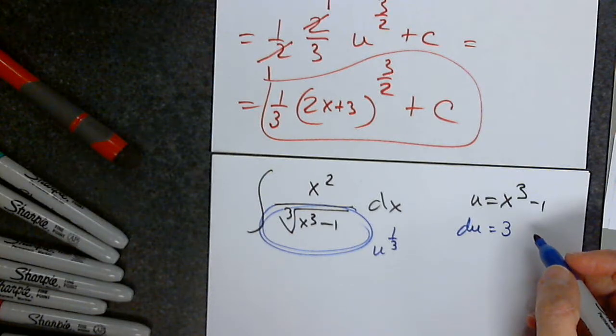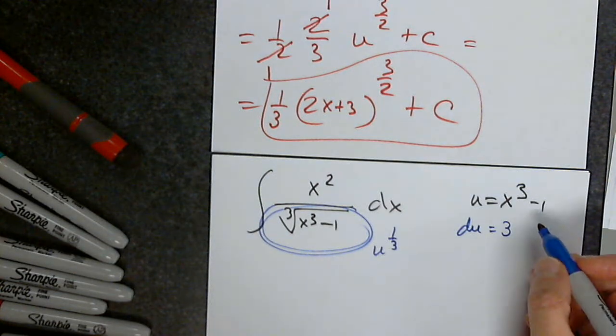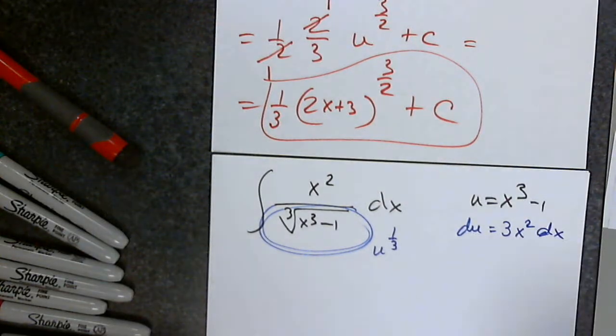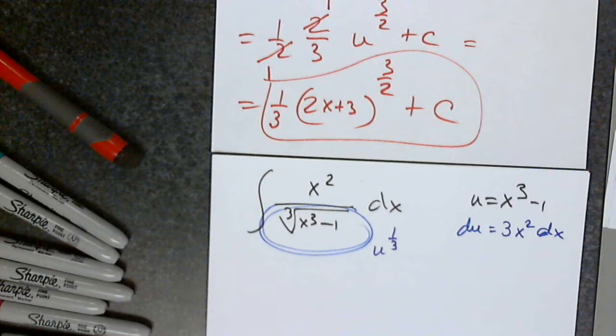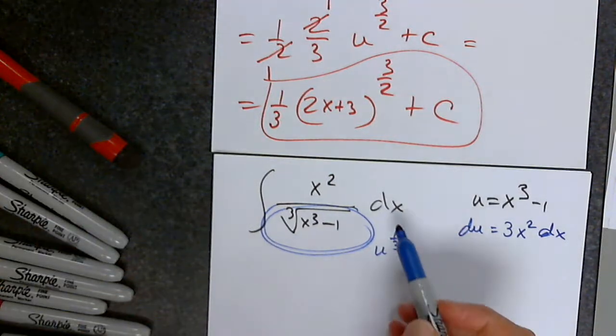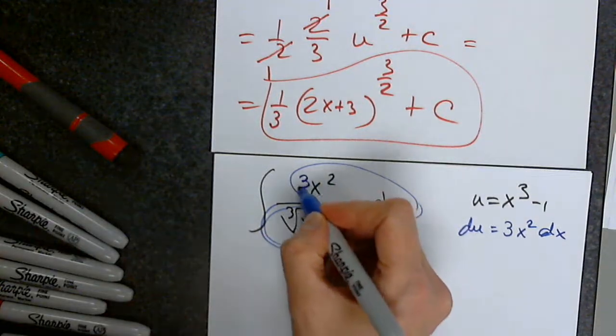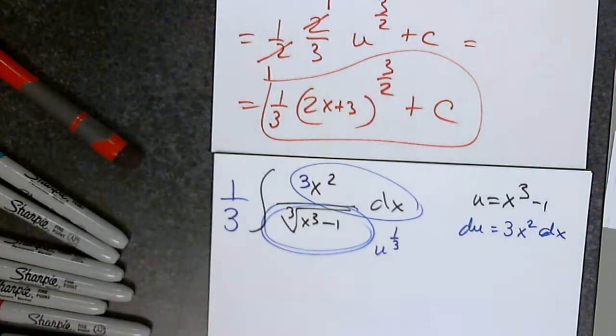dx. 3x squared dx, right? X cubed prime is 3x squared. Good. So look at this. I almost have it, but I'm missing something. What will I replace 3x squared dx by?